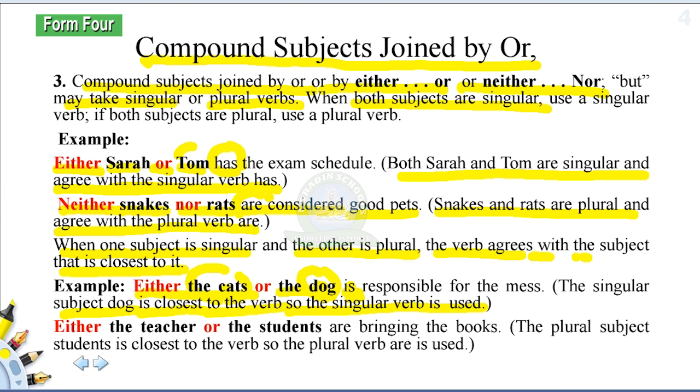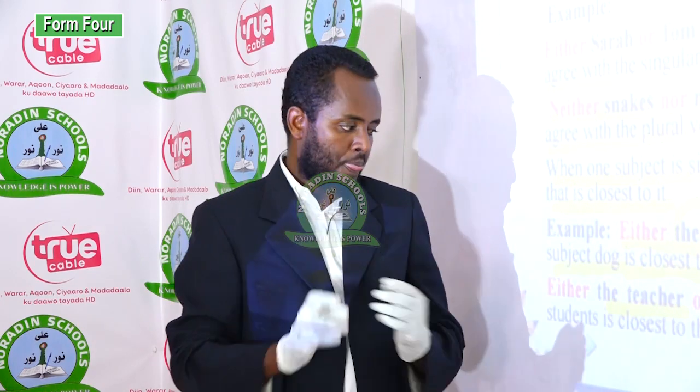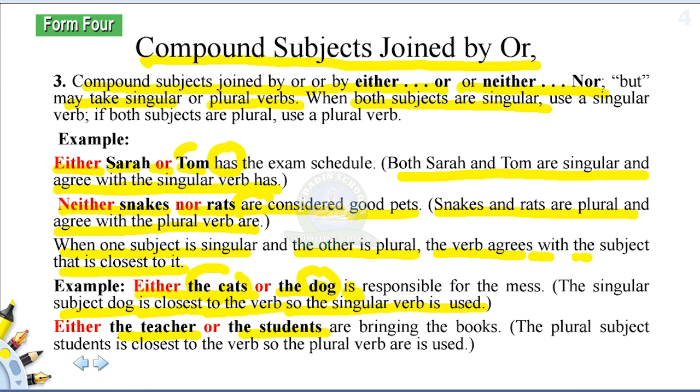What about either the teacher or the students? This is the teacher, and these are the students. Teacher is a singular subject, and students is a plural subject. So with either the teacher or the students, we have to give the main priority to the students. We don't consider the teacher. So the correct answer is: either the teacher or the students are bringing the books. The plural subject, students, is closest to the verb, so a plural verb is used.